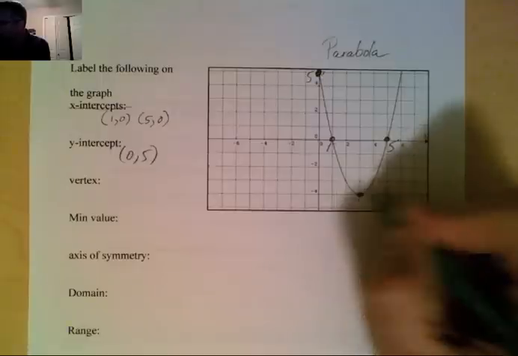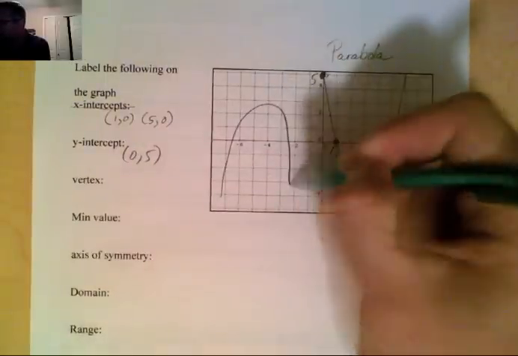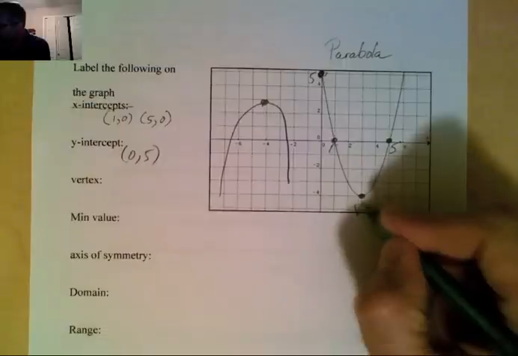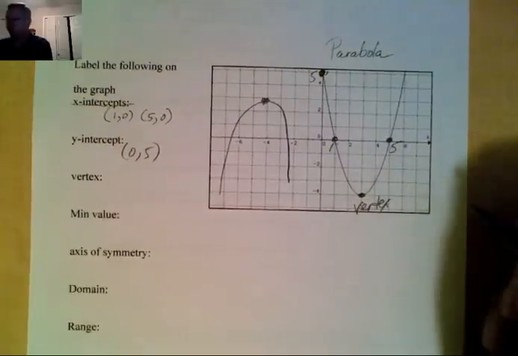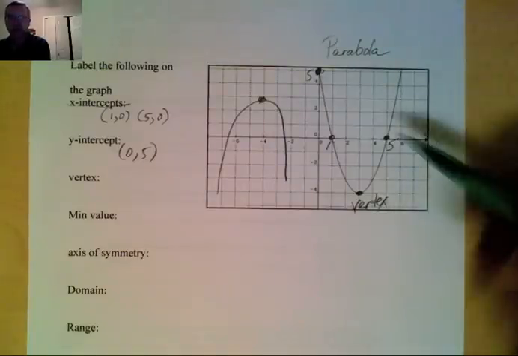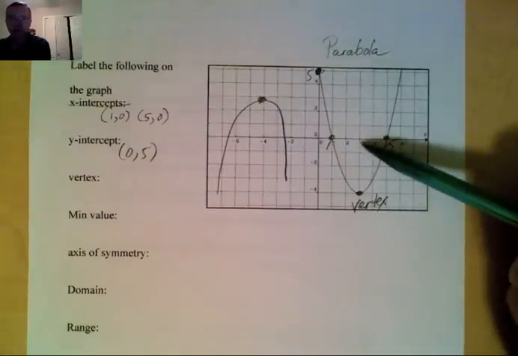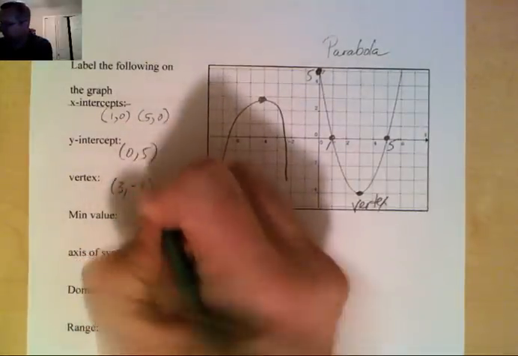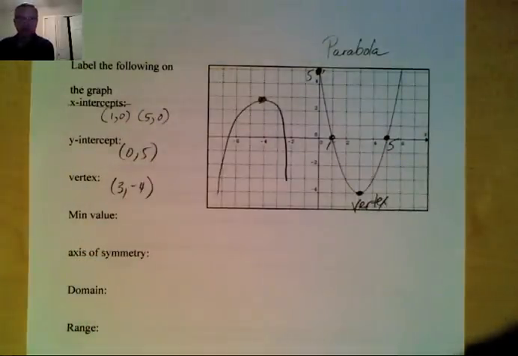Vertex, this lowest point, or if we had a parabola which opened downward, this highest point is called our vertex. And we always talk about the vertex as a coordinate as well. So if we look at this, we go over 3 and we go down -4. So the coordinates of the vertex are 3 and -4.